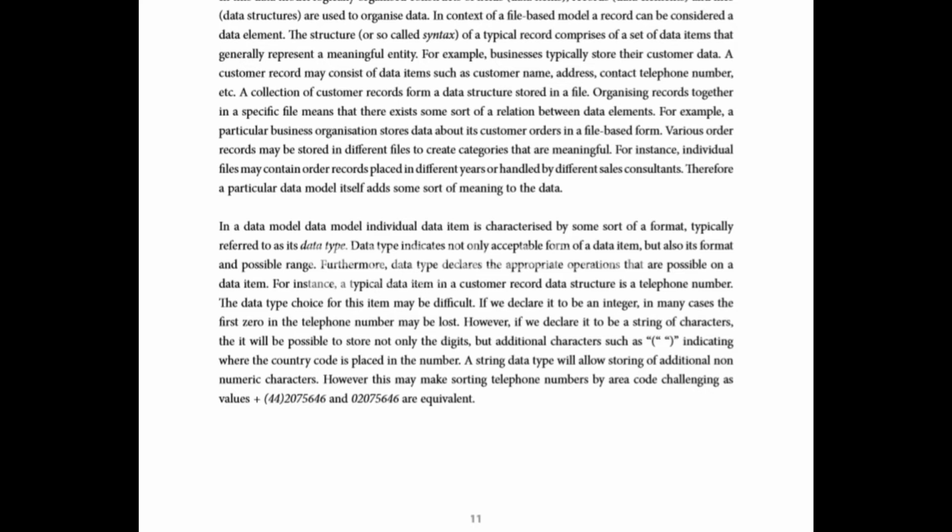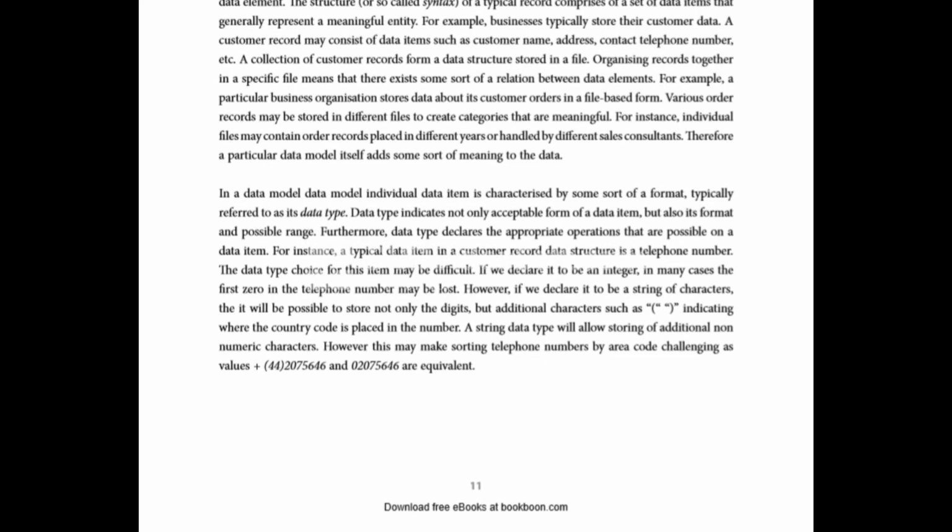In a data model, an individual data item is characterized by some sort of format, typically referred to as a data type. A data type indicates not only the acceptable form of a data item, but also its format and possible range. Furthermore, a data type declares the appropriate operations that are possible on a data item. For instance, a typical data item in a customer record data structure is a telephone number. The data type choice for this item may be difficult. If we declare it to be an integer, in many cases the first zero in the telephone number may be lost.